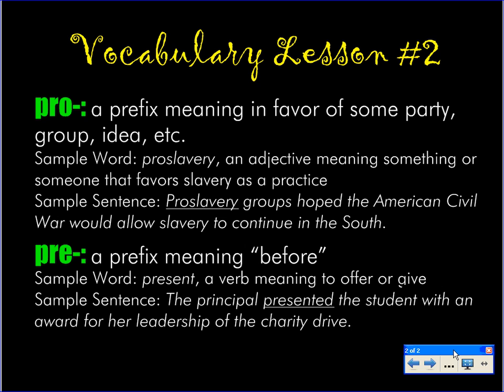Pre is a prefix that means before. They look very similar, but they have quite different meanings, kind of like anti and anti that we saw last time. So it's a prefix meaning before. Present, you can see the word sent in there, to send. And then pre is before, so to send before. If I present something to Corey, it's kind of like sending it before her, sending it in front of her. That's what present means.